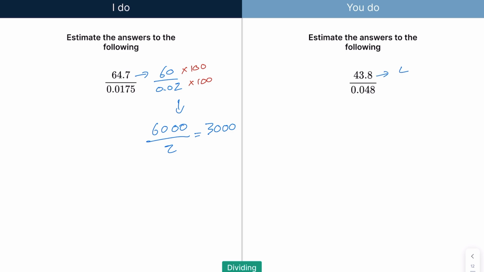So to one significant figure, that becomes 40. To one significant figure, this becomes 0.05. Now again, we want to get rid of the decimal, so we need to hop twice at the bottom, and we need to hop twice at the top as well, because you have to do to the top whatever we do to the bottom. So that becomes 40 with 2 zeros, and that just becomes 5. Now we know 5 and 40, they go into each other 8 times, because of the 5 times table. That leaves us with 2 zeros. So the answer here is 800.